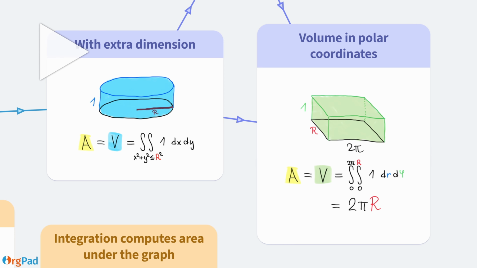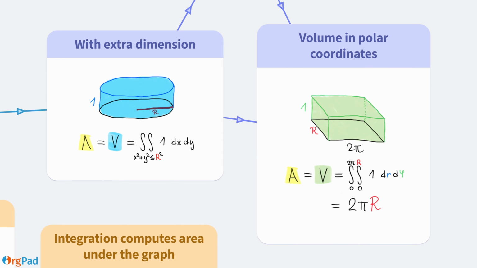That the area of a circle with radius r is 2 pi r. Wait a second. This is completely wrong. The area of the circle is pi r squared. The formula 2 pi r calculates the circumference, not the area. What kind of trickery is this?